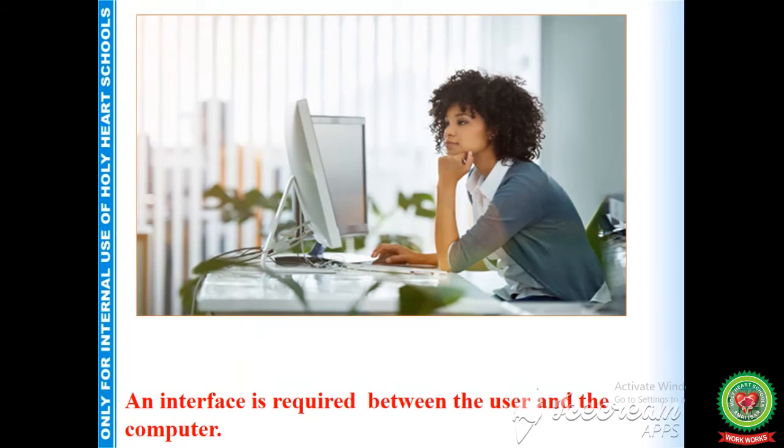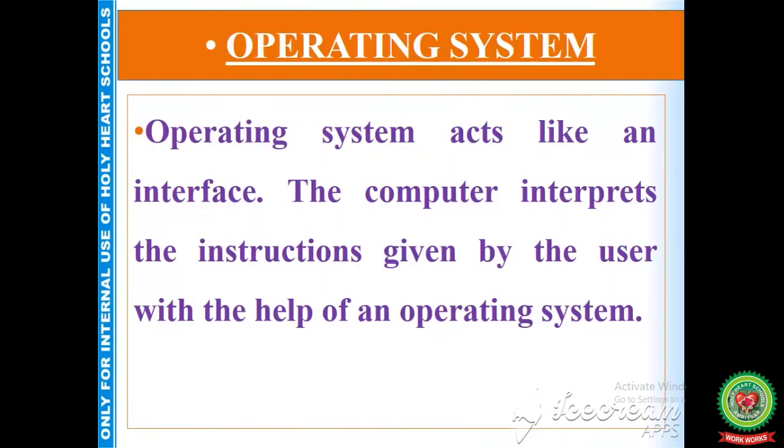An interface is required between the user and the computer. So, that interface is an operating system. The operating system acts like an interface. The computer interprets the instructions given by the user with the help of an operating system. It is the master program which makes the computer alive and helps to run different applications.